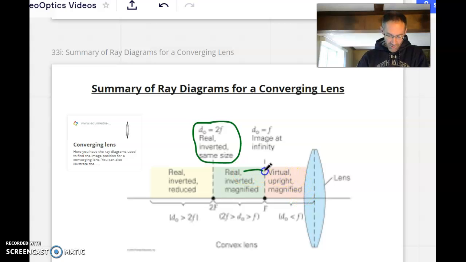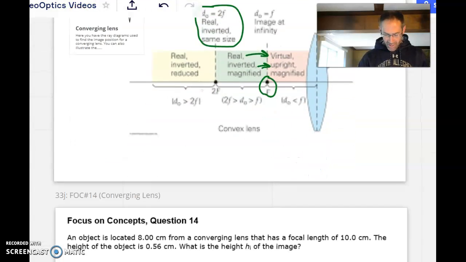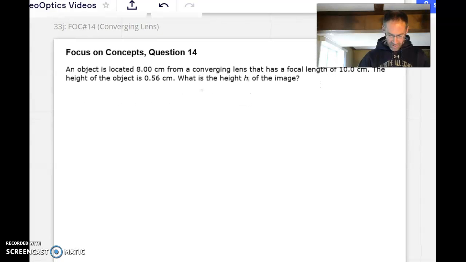You go from real to virtual, you go from inverted to upright, and so to me, that focal point is an even more significant spot along this whole thing. Inside of there, you're virtual, you're upright, and you're magnified. Let's try that on an example right before we leave here.